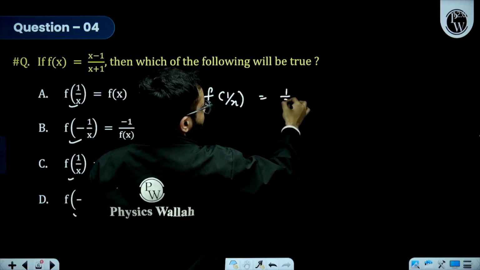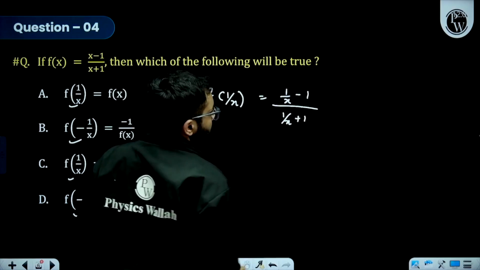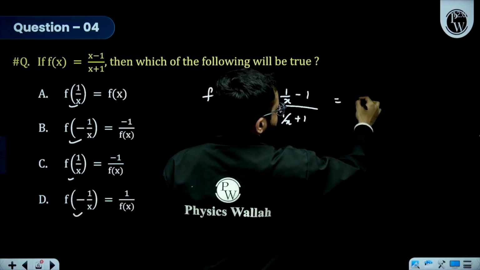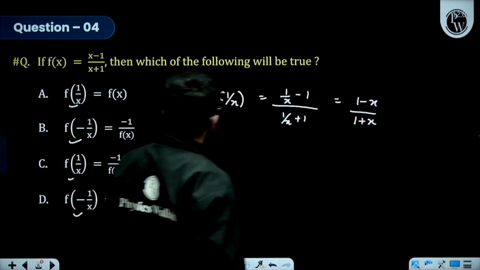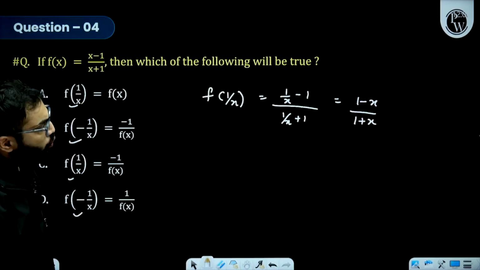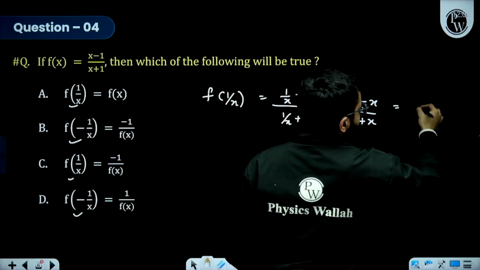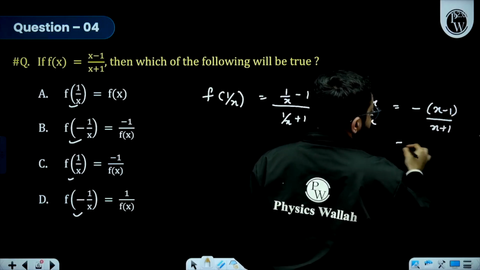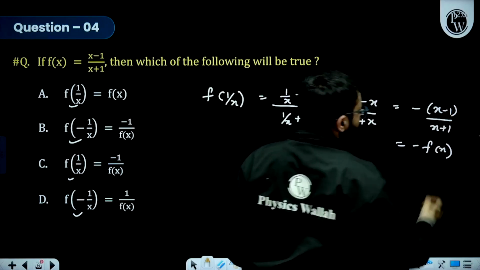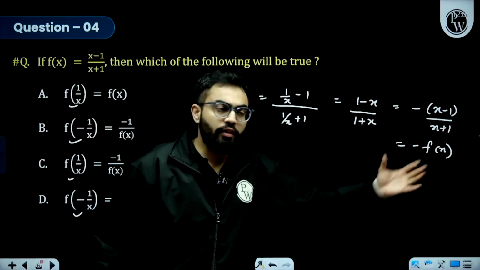So it becomes 1 by x minus 1 upon 1 by x plus 1. And if I resolve it even further, this becomes 1 minus x upon 1 plus x. And this looks very much similar to this. If I take the minus sign out of it, this becomes minus of x minus 1 upon x plus 1. So basically this is coming out to be minus of f of x. So f of 1 by x is equal to minus of f of x.